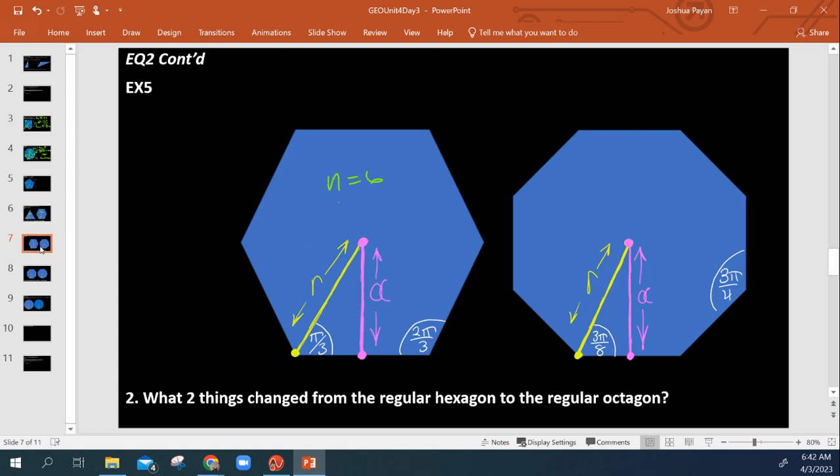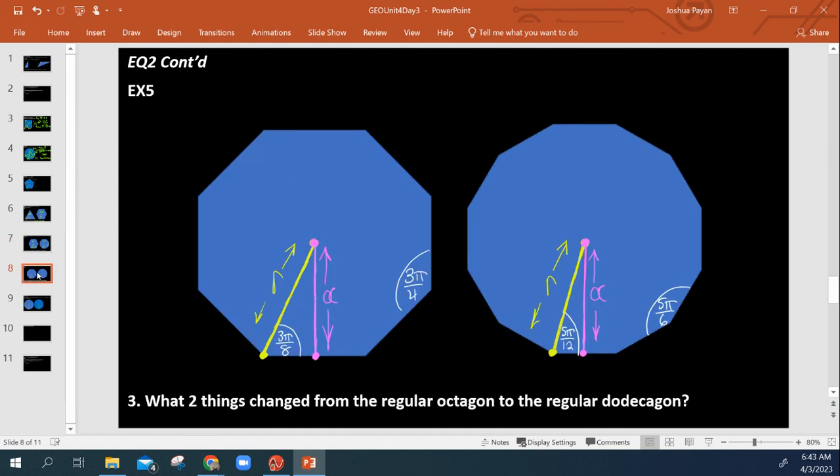Then we go from n equals 6 to n equals 8. It's not so obvious exactly what happens, but we still see we have a wider angle. So we get slightly wider here, right? And we see that our radii get closer to our apothem. And we also see, of course, theta regular itself also gets larger.